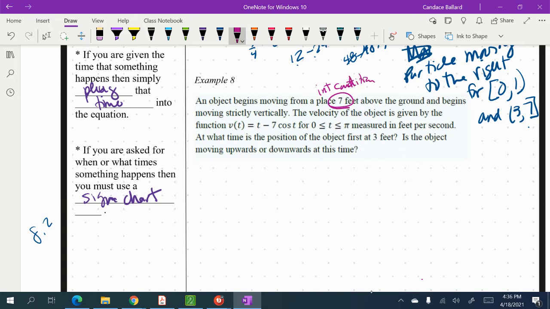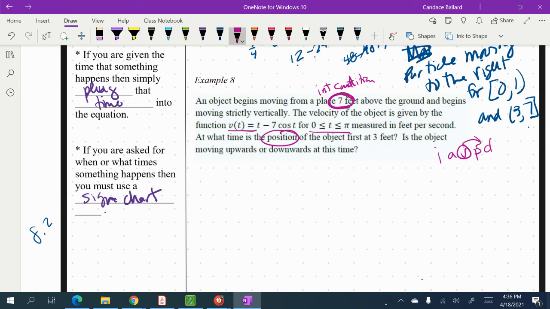The velocity of an object is given by this function. They give us an interval, measured in feet per second. At what time is the position of the object first at 3 feet? So we're given velocity and we're going to position, which means that we do need to integrate.